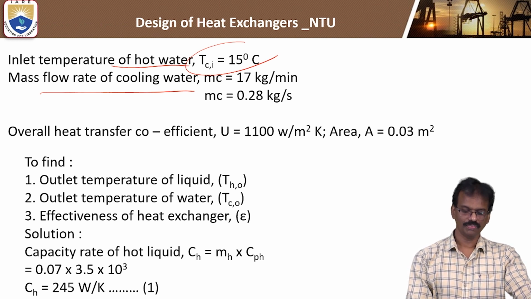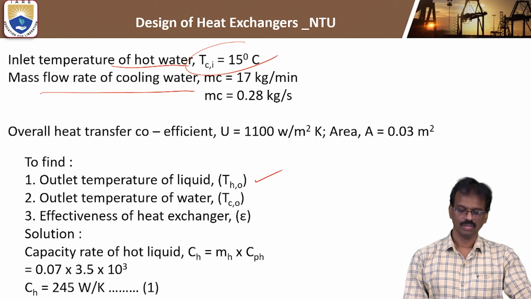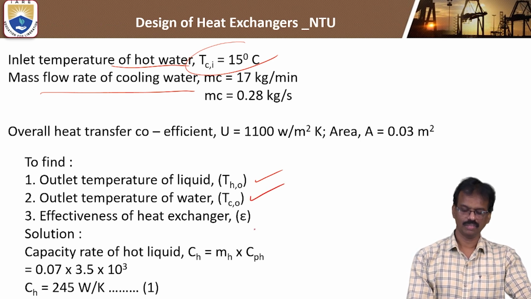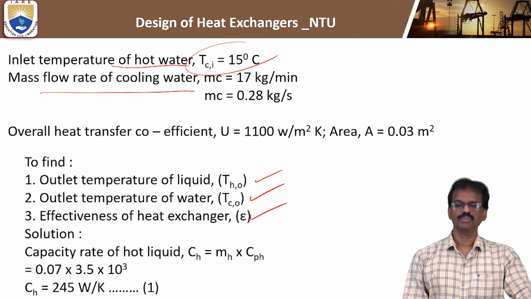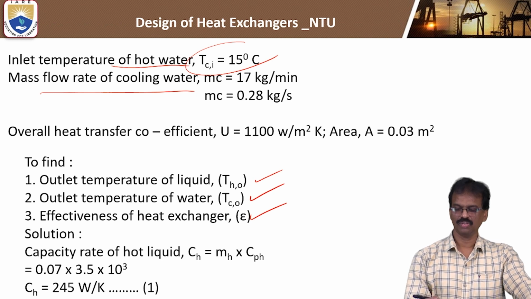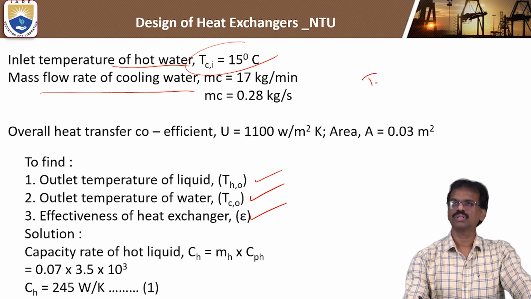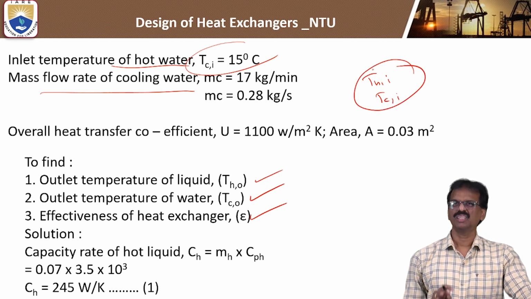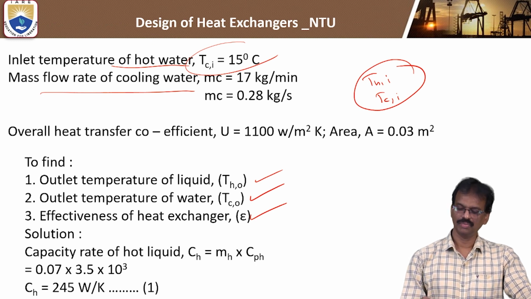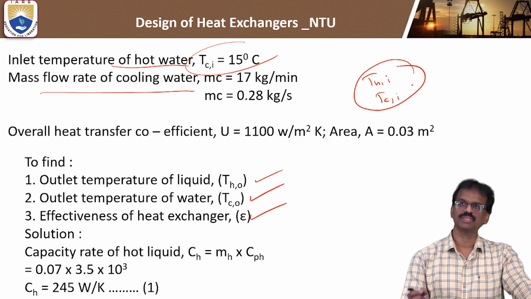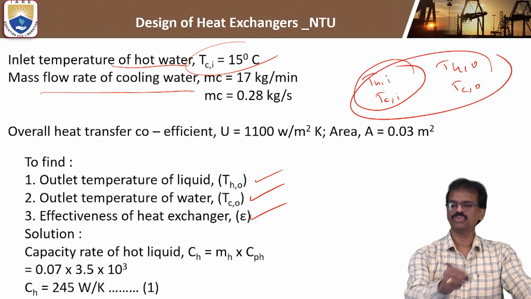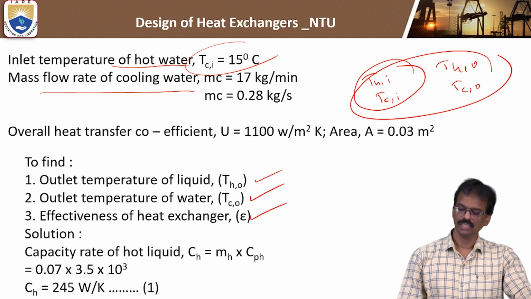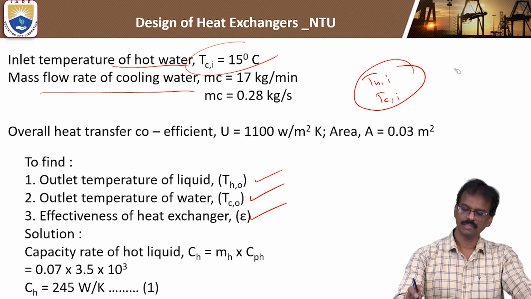Okay. So you know that you have to find out the hot fluid outlet temperature, cold fluid outlet temperature, and effectiveness. How to find out this one? Before going to it, here you can observe that only two temperatures are given, the inlet temperature of the hot fluid and the cold fluid inlet temperature. Only inlet temperatures are given, then you have to choose the NTU method. If four temperatures are given, it means the inlet and outlet temperatures of the fluids, THI, TCI, and TH naught and TC naught, then you can prefer the LMTD method. If only two temperatures are given, you have to choose the NTU method.